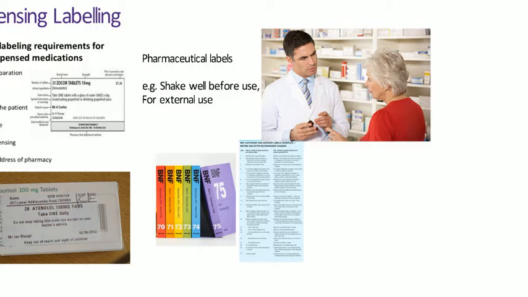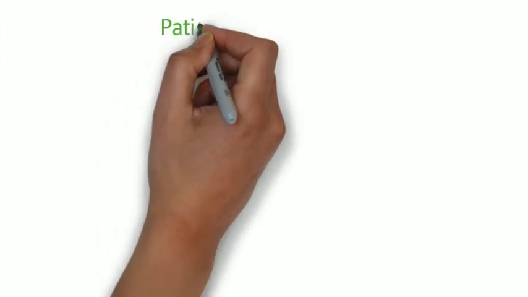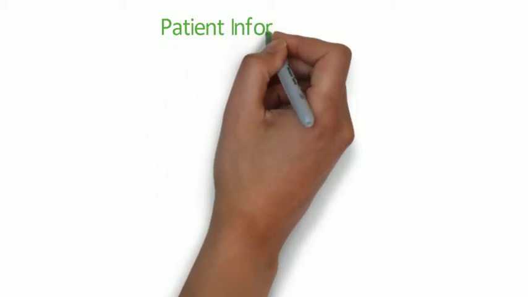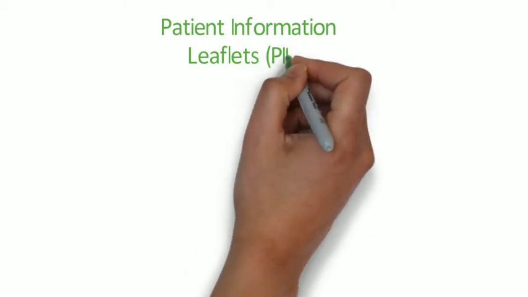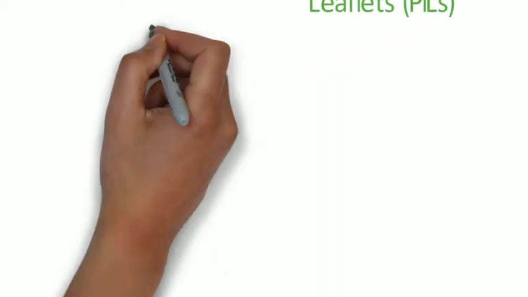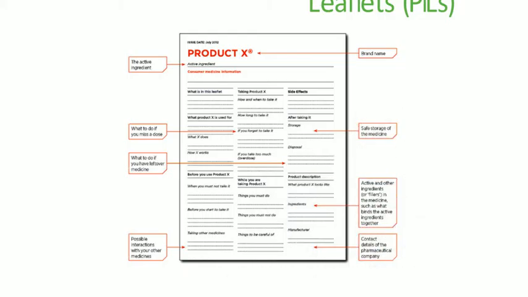Now, patient information leaflets, otherwise known as PILs, have been a legal requirement since July the 1st, 1999. They must be supplied each time a medicinal product is sold or supplied, and that includes dispensing. Now, the full details of the legal requirements for the information to be included on the PIL are contained within the Human Medicines Regulations 2012.